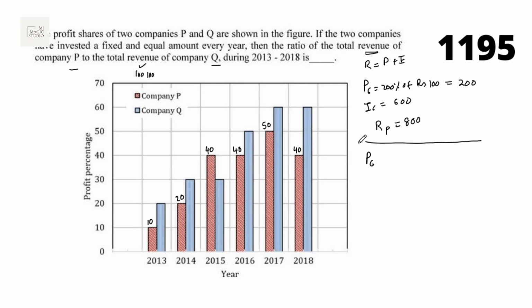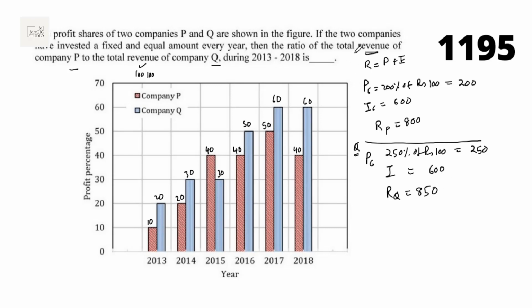Now the same for company Q. Q is in the blue line. 20 plus 30 is 50. Then again 30, 80. And 50 is 130. 60 is 190. And 60 is 250. So profit is 250% of rupees 100. That is again 250. And investment made by this company is also 600 because it's the same as company P. So revenue of company Q is 600 plus 250, that is 850.